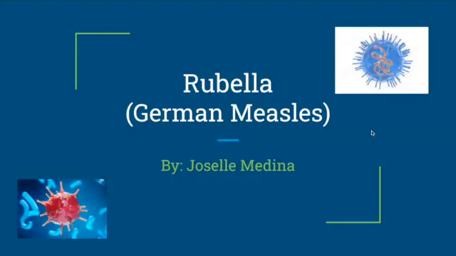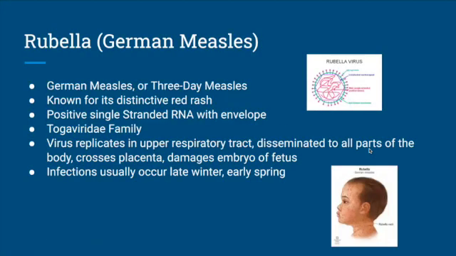Rubella, German measles. Rubella, German measles, otherwise known as 3-day measles, is known for its distinctive red rash. It is a positive single-stranded RNA virus with an envelope. It is a part of the Togaviridae family.